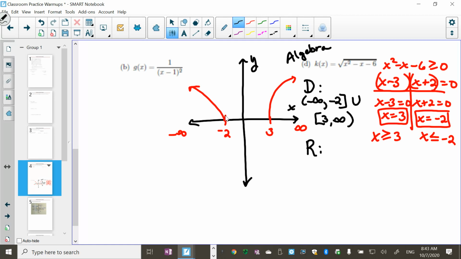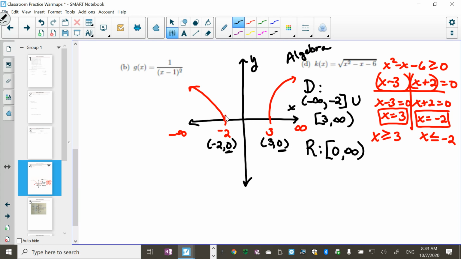Again, with the range, I look at this. This is a 0.30. This is a -20. My lowest y is a 0. It doesn't exist in quadrants 3 and 4. So my range would be 0 to infinity. And I have it open at the end as a parenthesis because you never really get there.